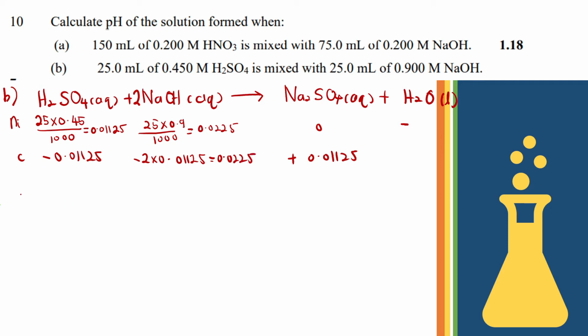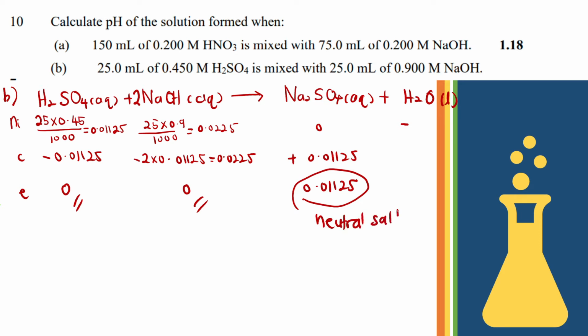At equilibrium we subtract here, so this becomes zero: 0.0225 minus 0.0225 equals 0, and the salt is 0.01125 mol. Since there is no acid and no base left, the solution left is a neutral salt. So the pH of the solution is equal to 7. That's for question number 10B.